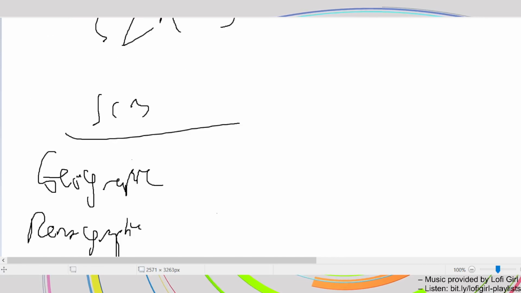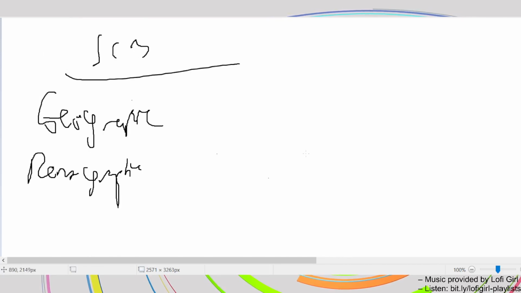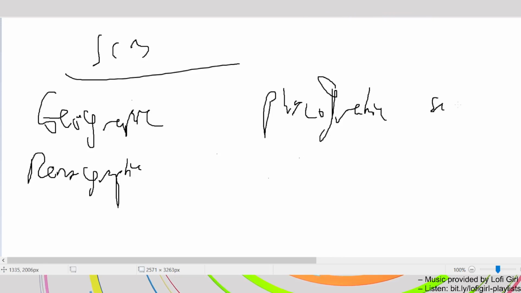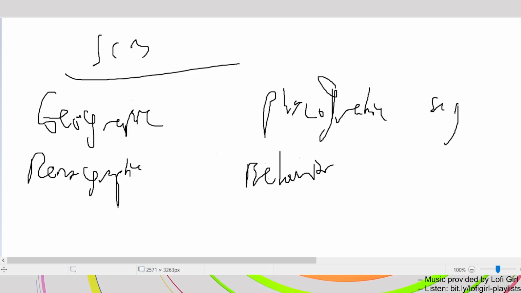There is psychographic segmentation, and then there's behavioral segmentation. So we go through one by one.